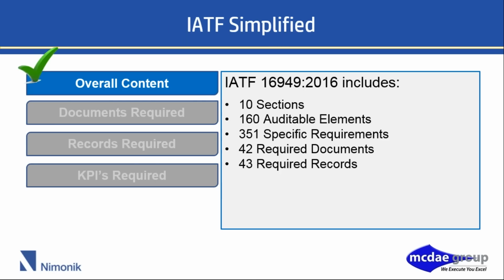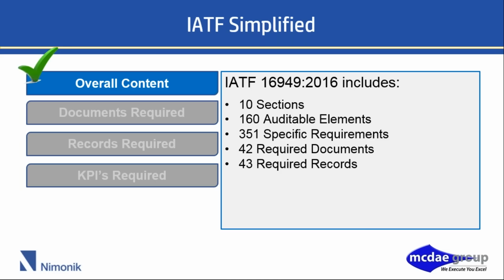Let's look at the overall content for a little bit. IATF 16949 has 10 chapters. If you think of it as a book with chapters, it makes a little bit more sense. It has 160 auditable elements. So if you're going to do a full internal audit in one shot, you're going to have to look at 160 elements. It has 351 specific requirements.